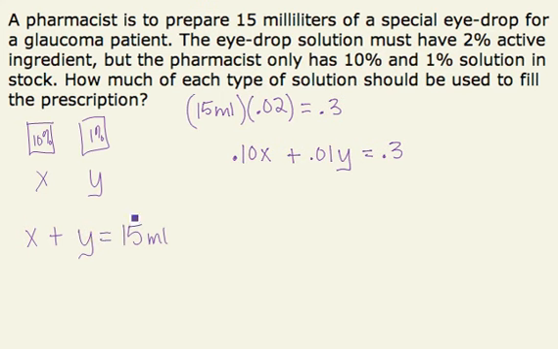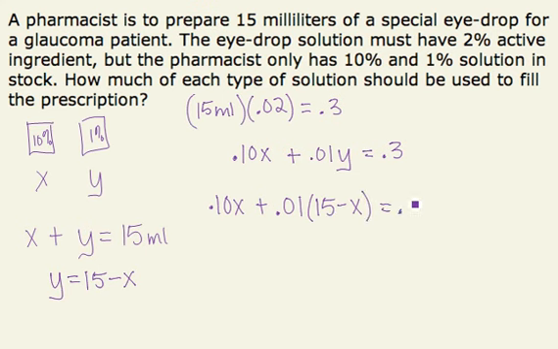I have two equations here with X's and Y's. I'm going to solve this equation for Y. This will allow me to substitute in 15 minus X for Y. Thus I can rewrite my equation as 10% of X plus 1% of 15 minus X, again that's Y, must equal 0.3.